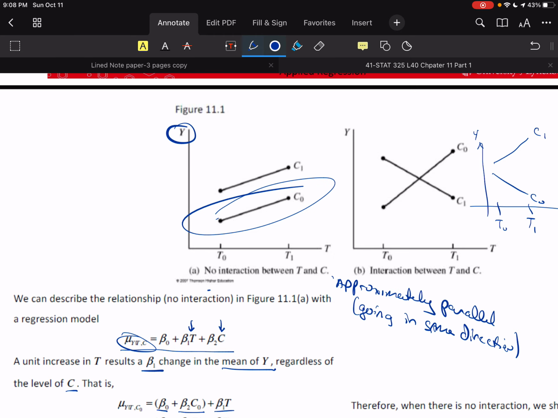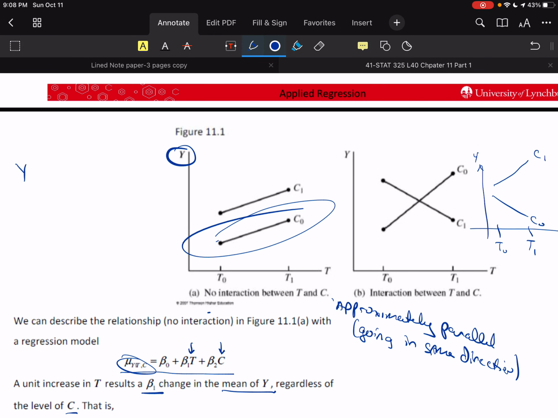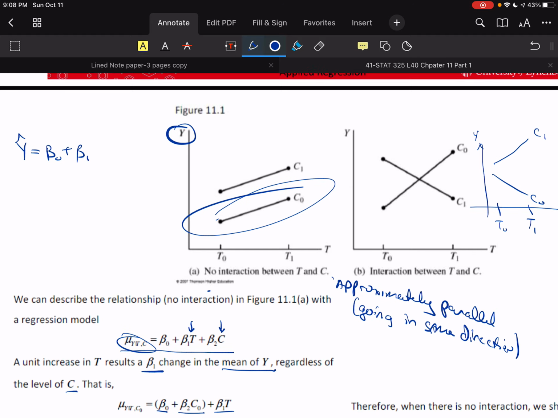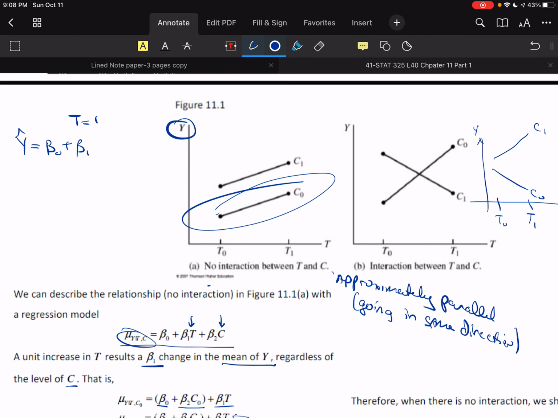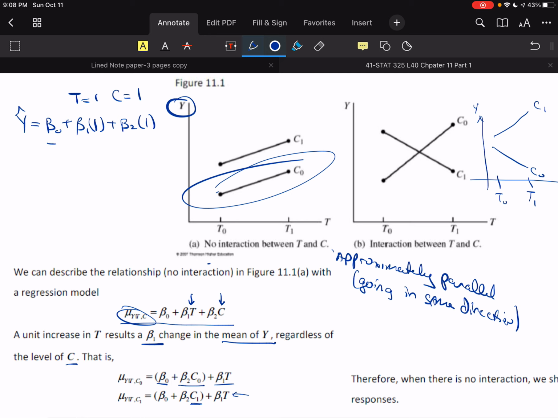What we mean by this is, let's say that y hat equals beta naught plus beta 1, and I'm going to let t equal 1 for the first line, and c equals 1, plus beta 2 times 1. Then I'm only going to change t. So t equals 2, and we're keeping c equal to 1. Then I have y hat equals beta naught plus beta 1 times 2 plus beta 2 times 1.